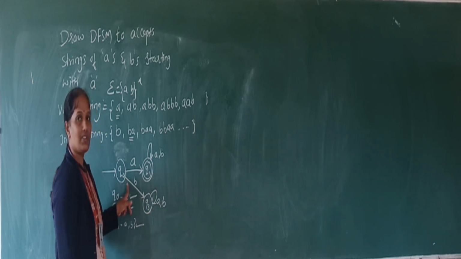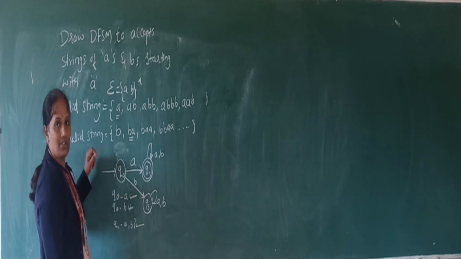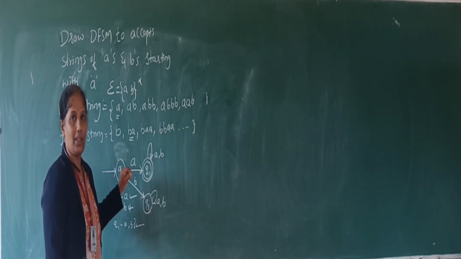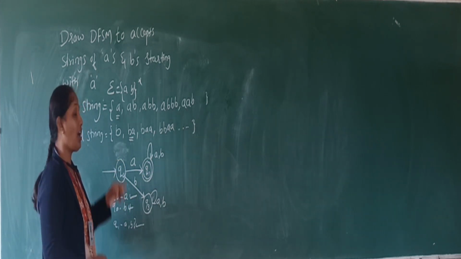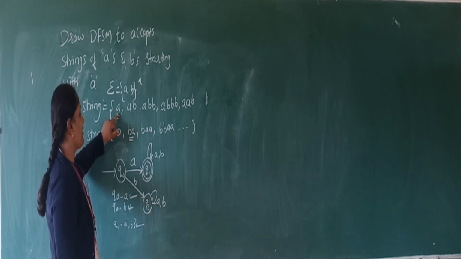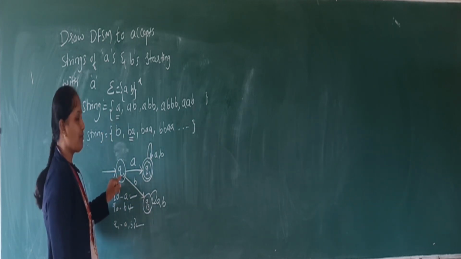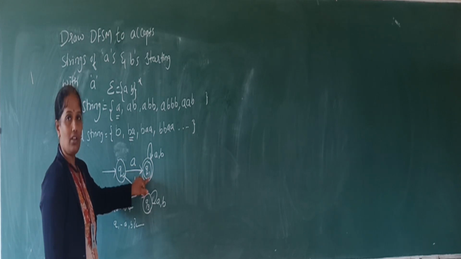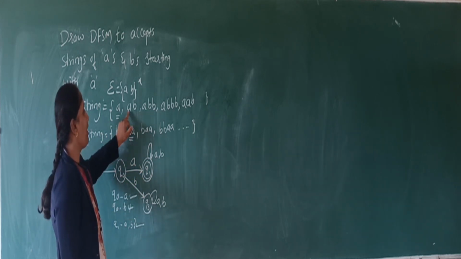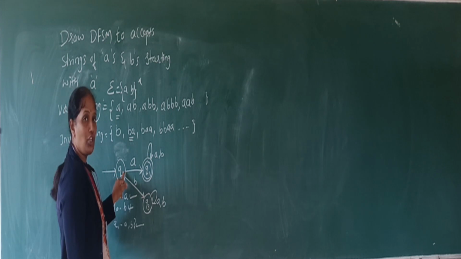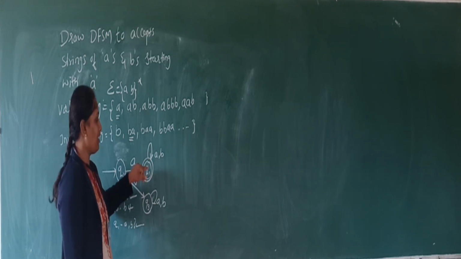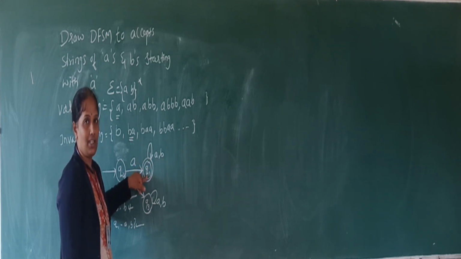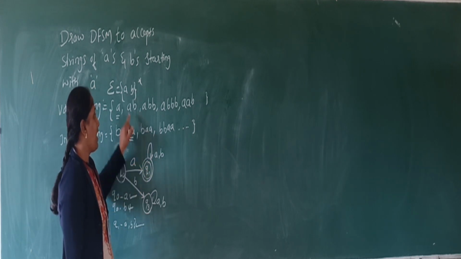So this is a DFSM to accept what? The strings starting with A. Okay, so check out whether it is accepting all the valid strings or not. So take the first string, A. It starts from the Q0 state, when A comes, it will move to the Q1 state. Next, AB. It starts from the Q0 state, when A comes, it will move to the Q1 state. Next, for a B, it will accept and it will be in the Q1 state, where Q1 is the accepting state here. Okay, so AB is accepting.